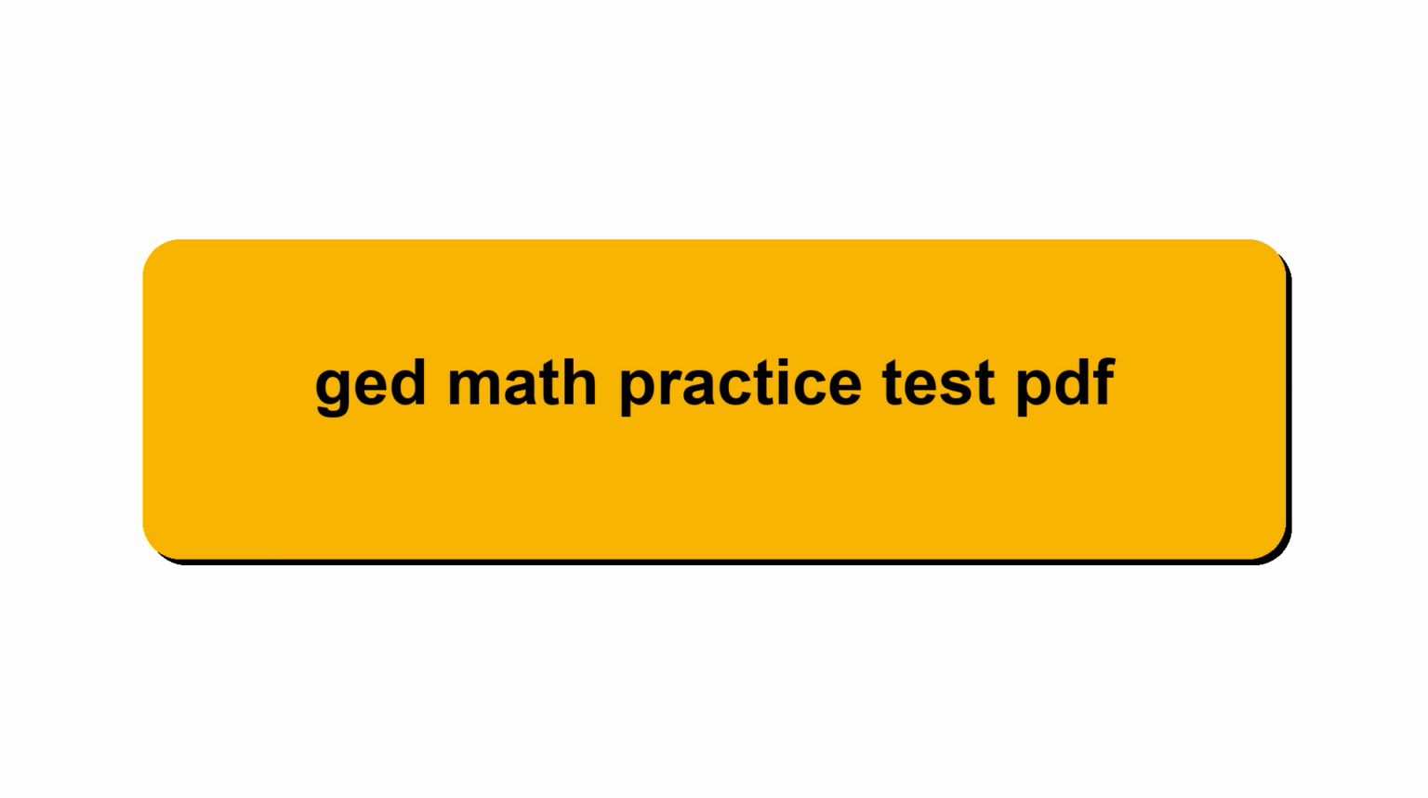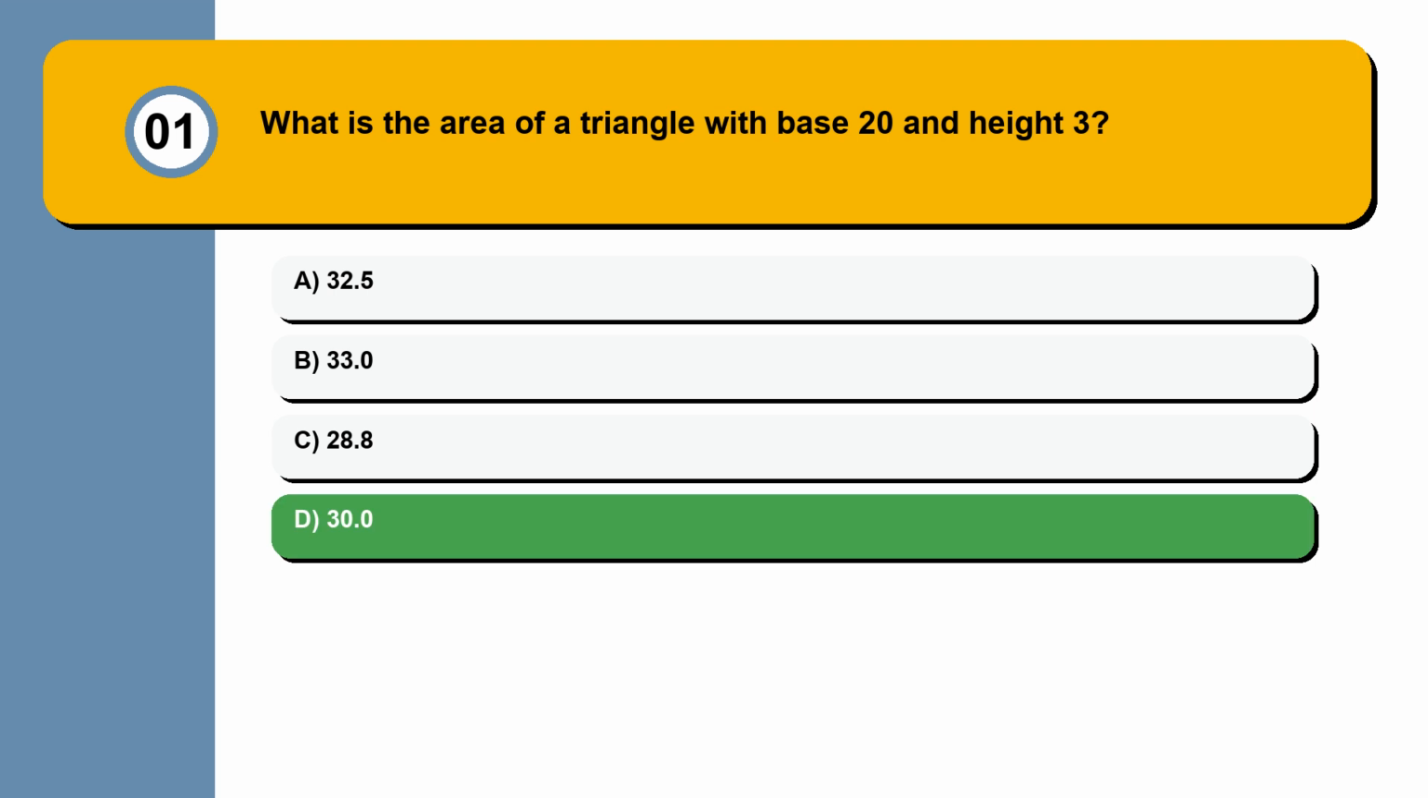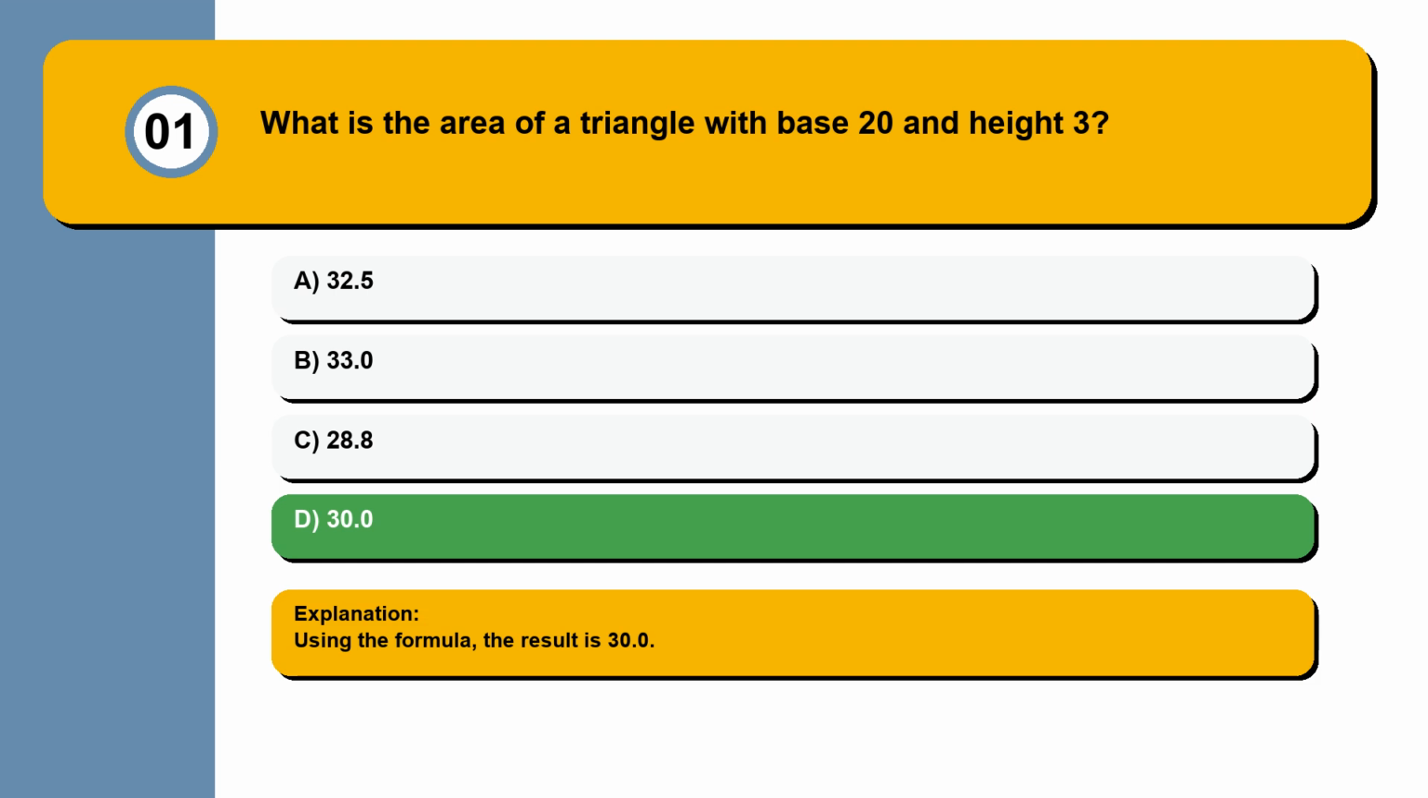GED Math Practice Test PDF. Question 1. What is the area of a triangle with base 20 and height 3? 32.5, 33.0, 28.8, 30.0. Using the formula, the result is 30.0.